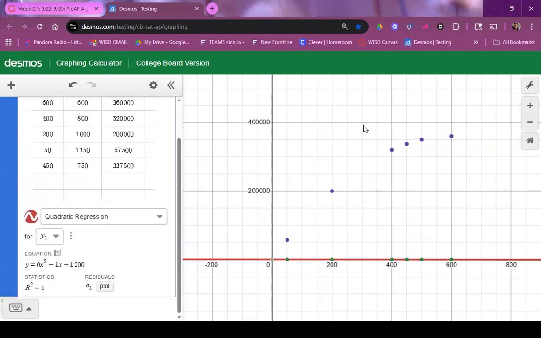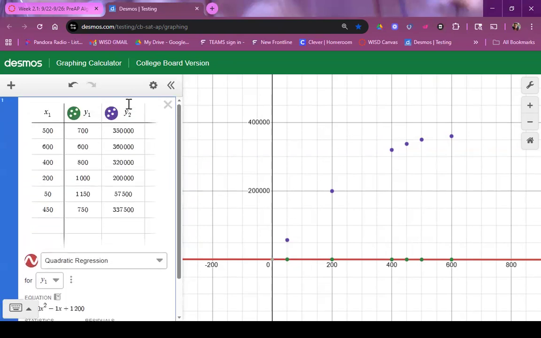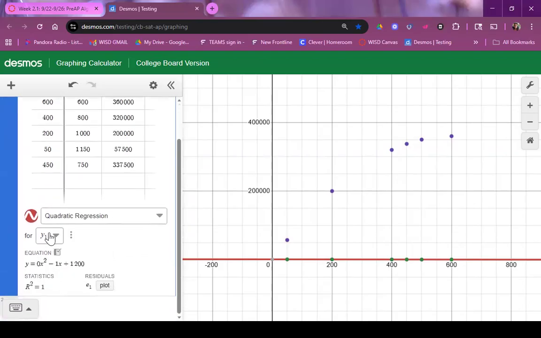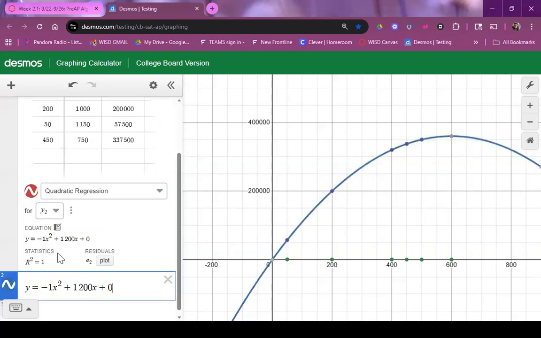Okay. That parabola curve is coming from our y2. So do you see where right here where it says y1? We need to switch it to y2. When we do the little switchy switch, guess what it does? There you see it. Okay. Did we see it? Are we good? All right. So then it comes up with our equation. So our equation would be y equals negative 1x squared plus 1200x plus 0. Is it necessary to have plus 0? No.